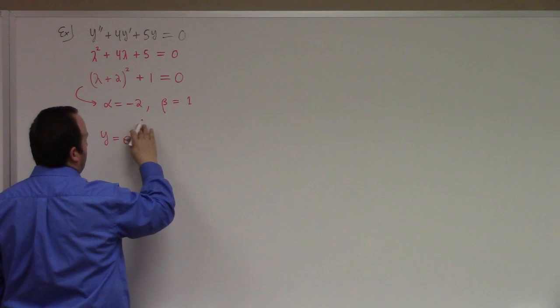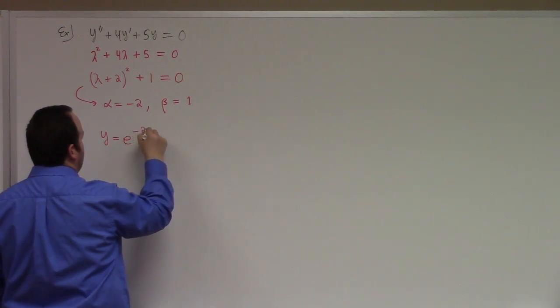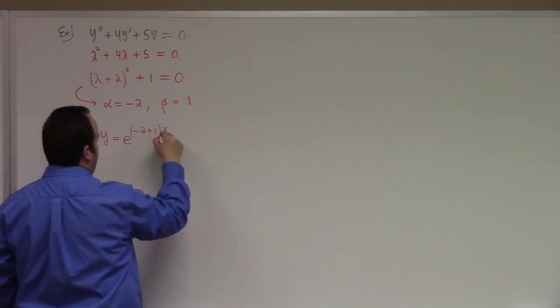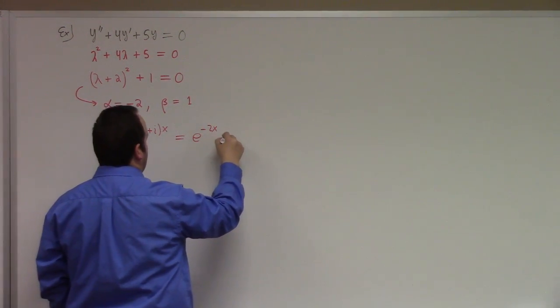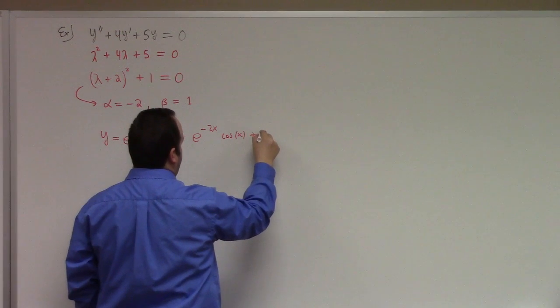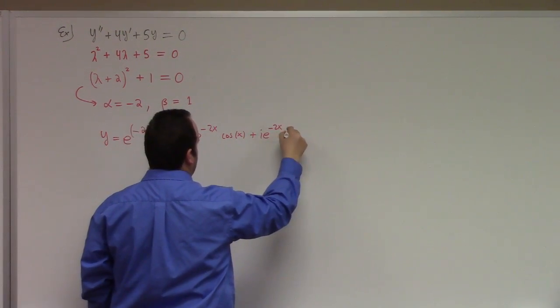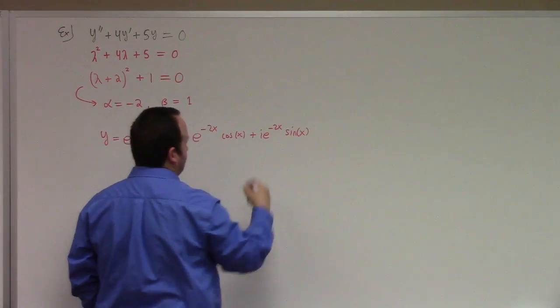Well, let me write it out here. E to the minus 2 plus i times x, right? But when we multiply that out, that is e to the minus 2x cosine x plus i e to the minus 2x sine x.